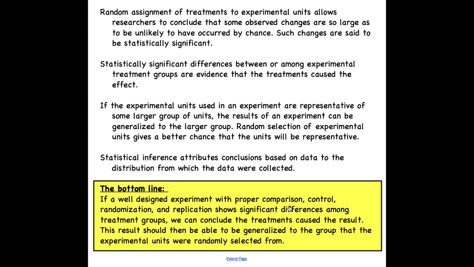And then finally, here's the bottom line. If a well-designed experiment with proper comparison, control, randomization, and replication shows significant differences among the treatment groups, then we can safely conclude that the treatment caused the result. And then this result should be able to be generalized to the group that the experimental units were randomly selected from in the first place. That's the bottom line with experiments.